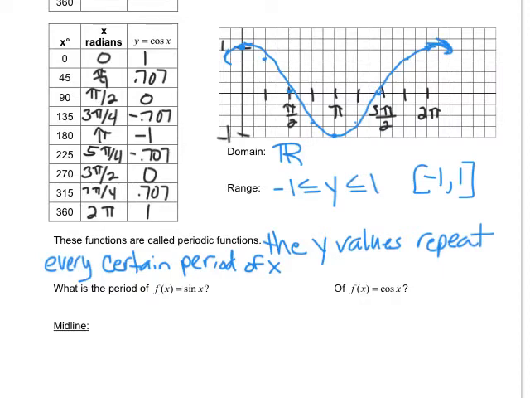And that's going to be the same for the sine function as well, because the only thing that's different is where the maxes and mins are showing up. But the actual period length itself for both of these functions is 2 pi.